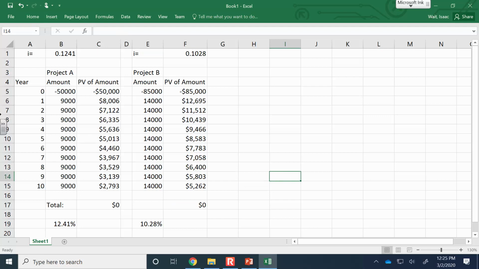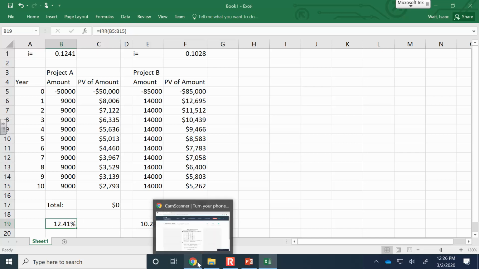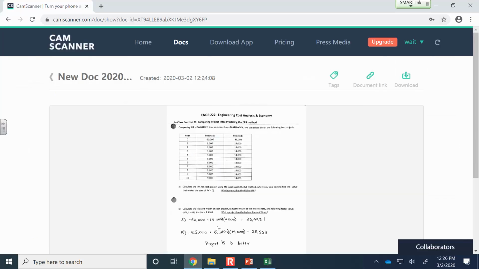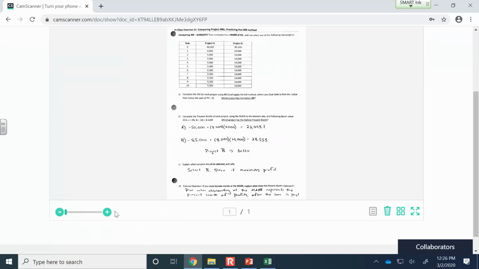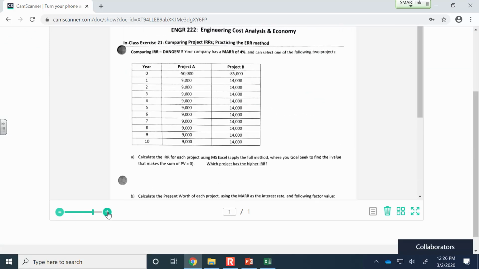But here's the thing. It's better to earn 10% on a bigger amount than to earn 12% on a smaller amount, because project A only allows you to invest $50,000. But you're not trying to maximize some abstract interest rate. What you're trying to do is maximize the dollars that your company can receive. And so the way that we have the proof that project B is better is by looking at the present worths. So let's zoom in here on the present worth calculations.